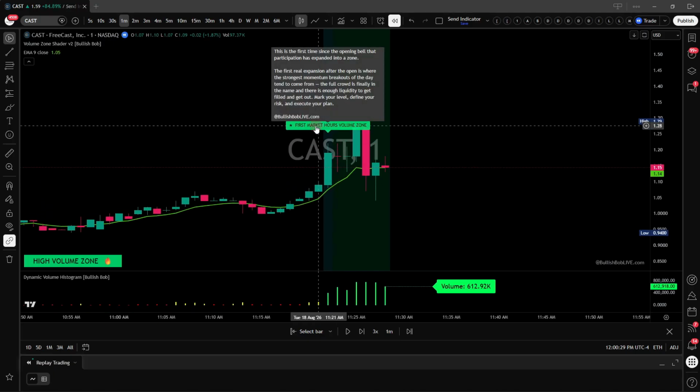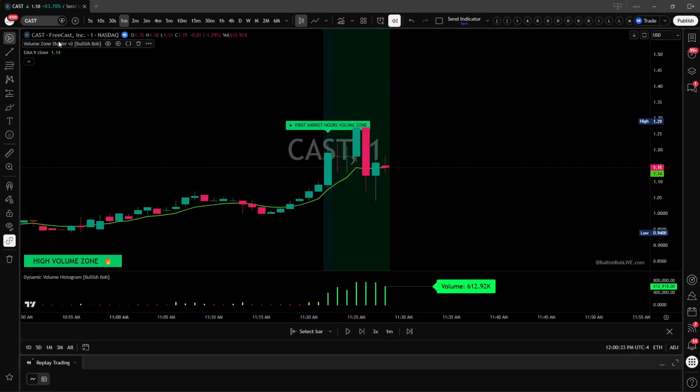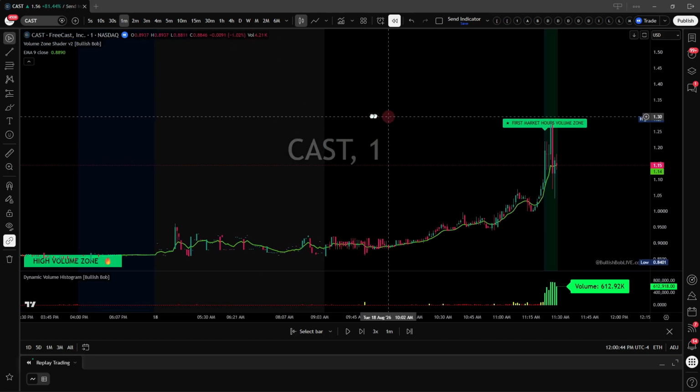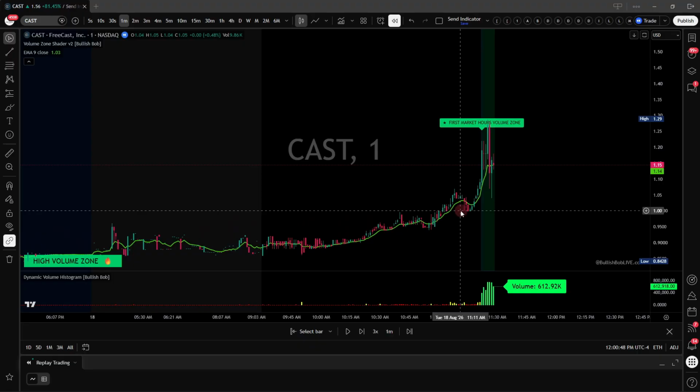Now, this right here, CAST, C-A-S-T, what happened here? First, market hours, volume zone, okay? This is during the market hours. So our volume shader version 2 is assessing the pre-market and the market hours differently, because there are different requirements for pre-market volume, right? That's that gray section over here versus this black section, which is going to be our market hours.